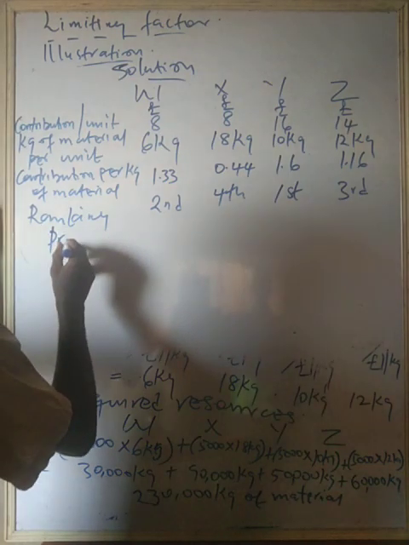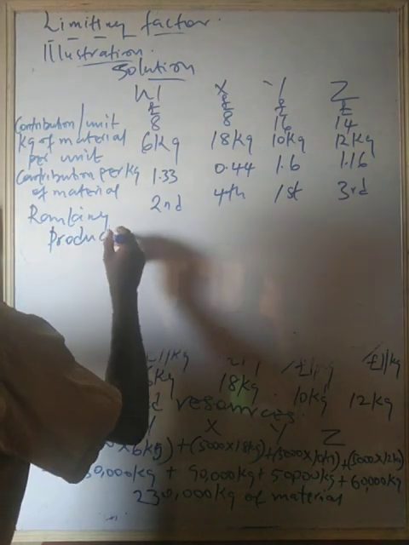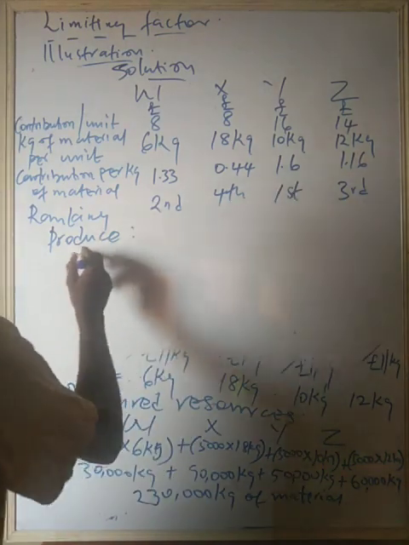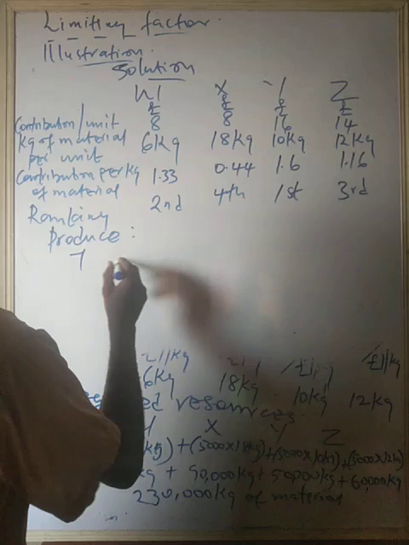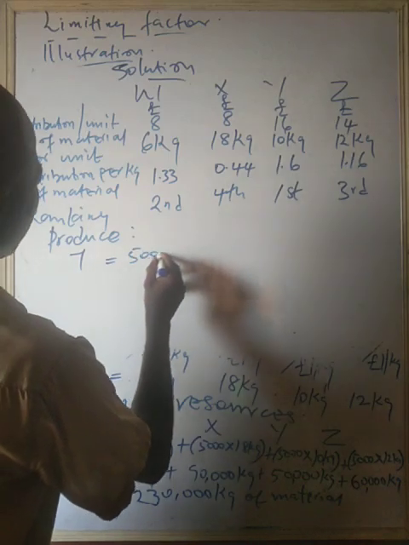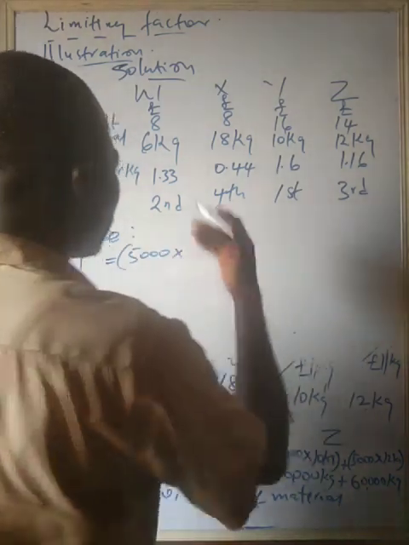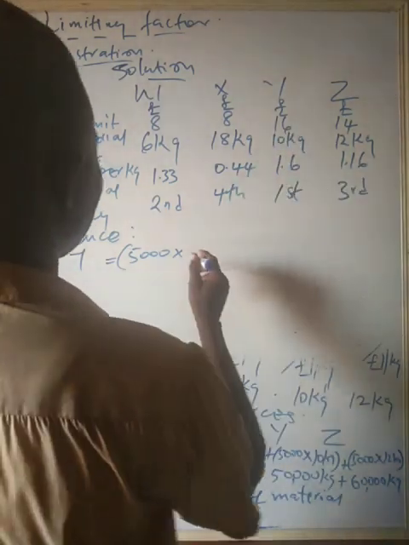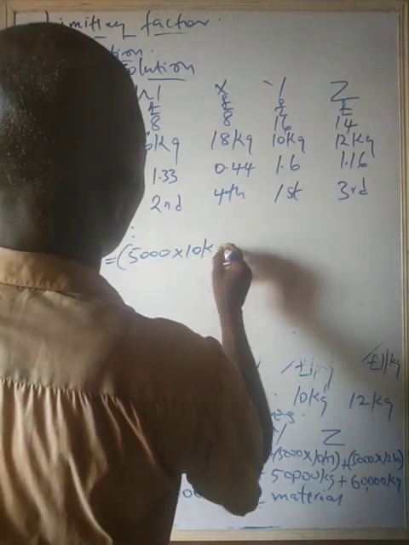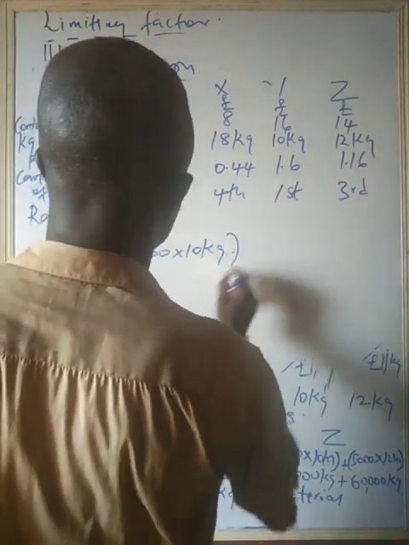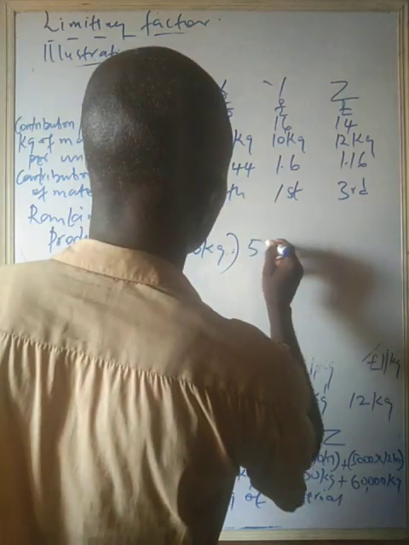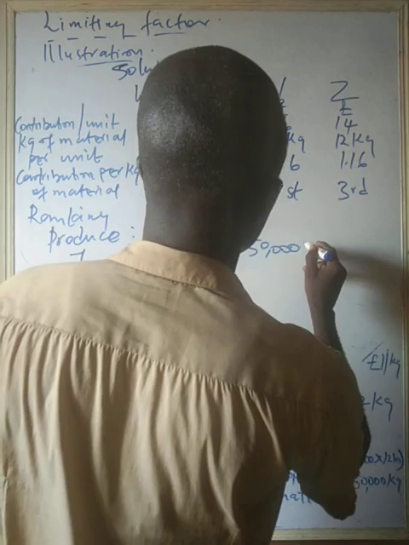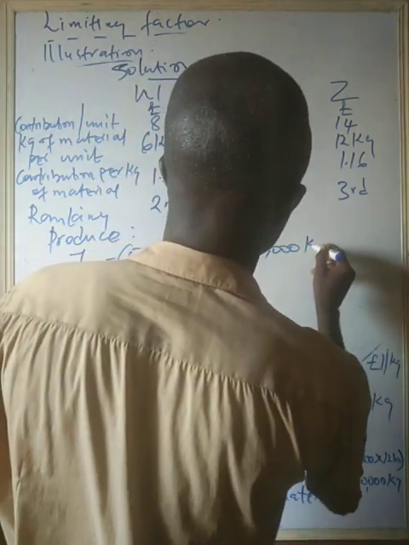Now, produce. What's the first? Produce Y, and how many units? 5,000 units. Multiply by, what is the kg per unit of Y? That is 10 kg. That gives us how many? That is 50,000 kg. That means we needed 50,000 kg.